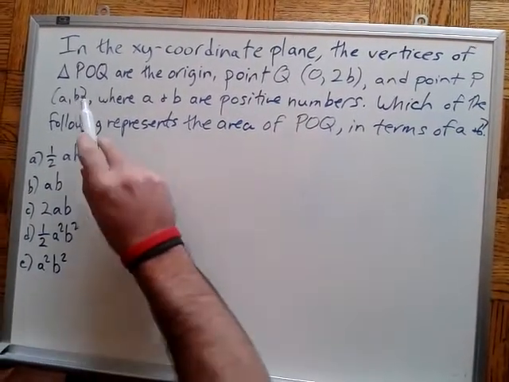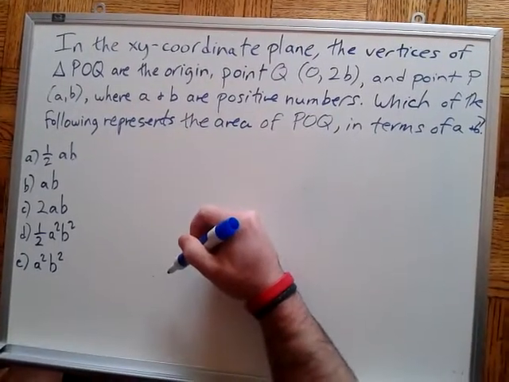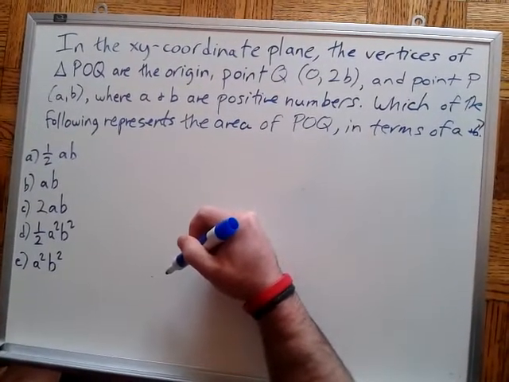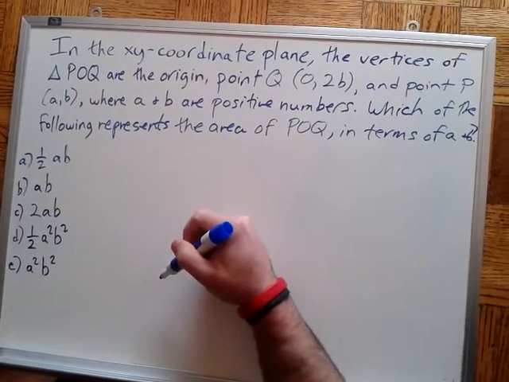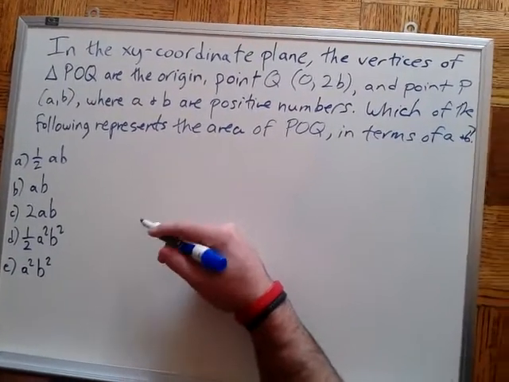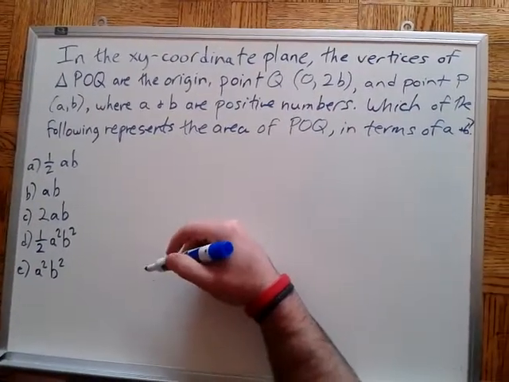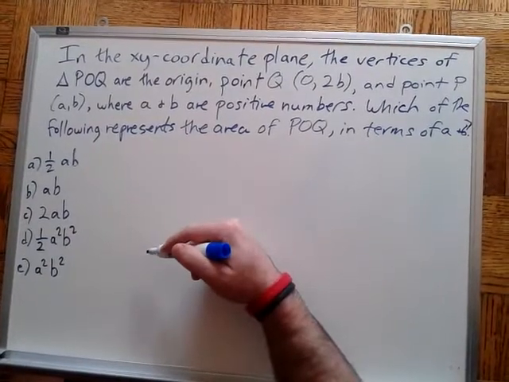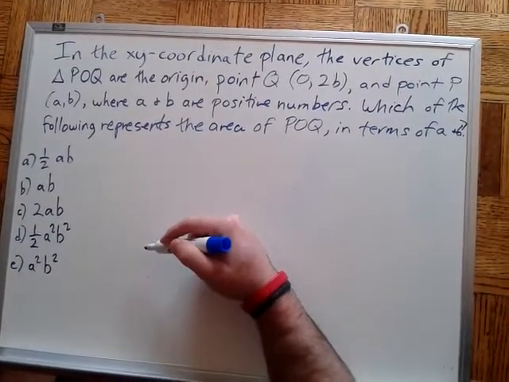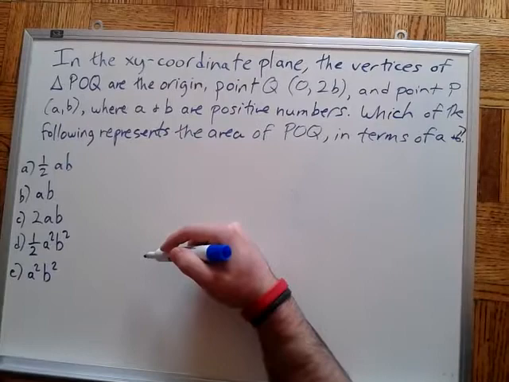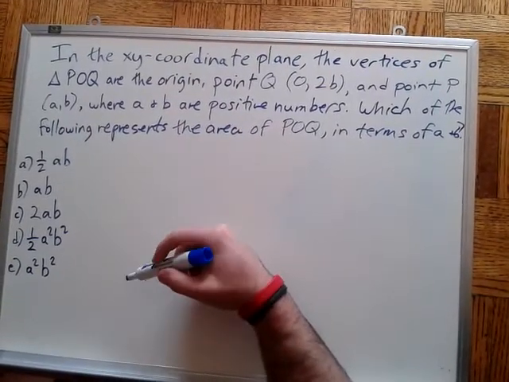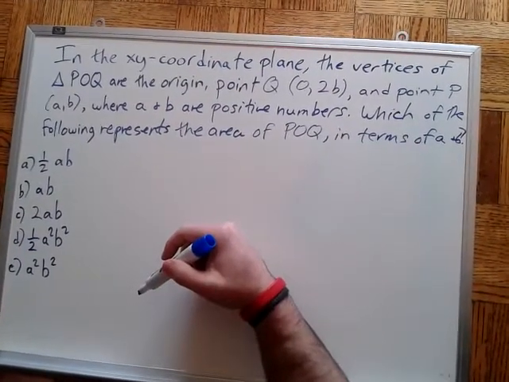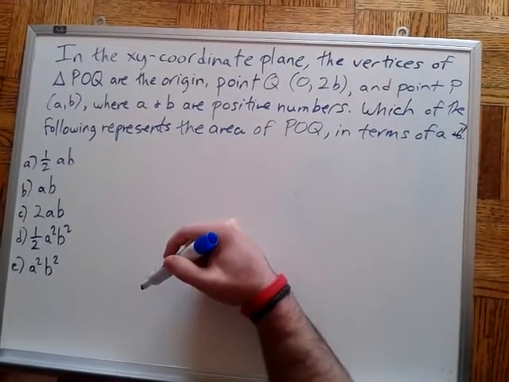The question reads the following. In the XY coordinate plane, the vertices of triangle POQ are the origin, point Q, which is located at 0, 2B, and point P, which is located at A, B, where A and B are positive numbers. Which of the following represents the area of triangle POQ in terms of A and B?